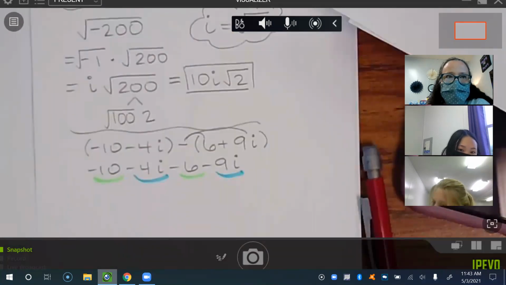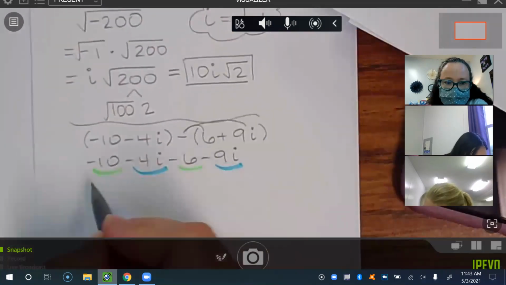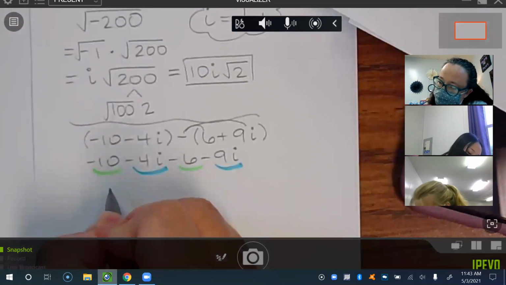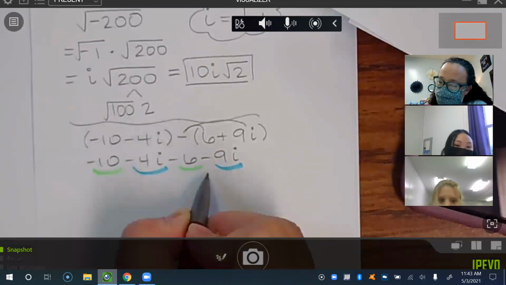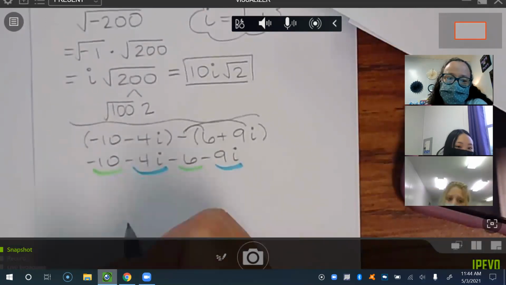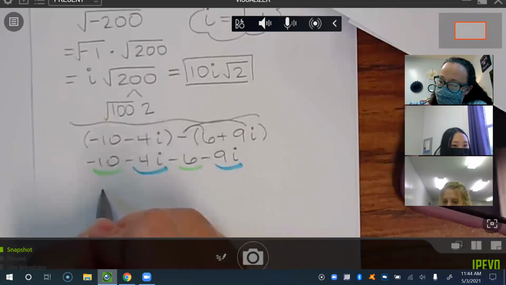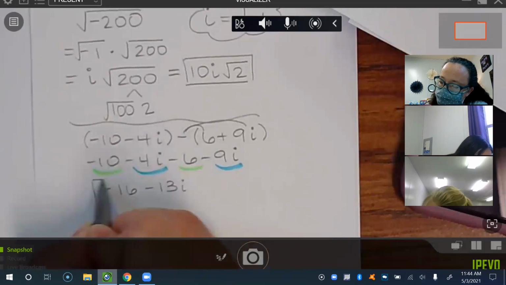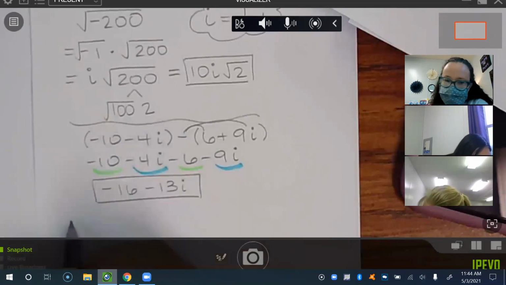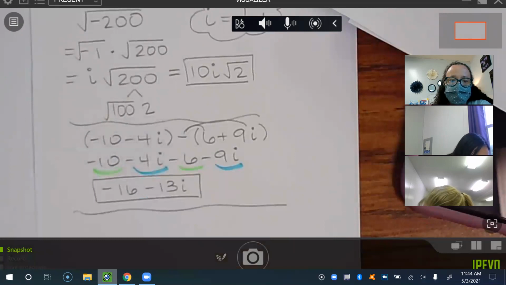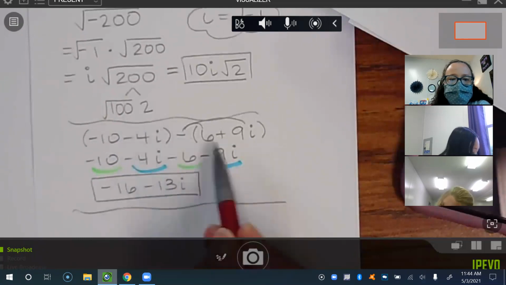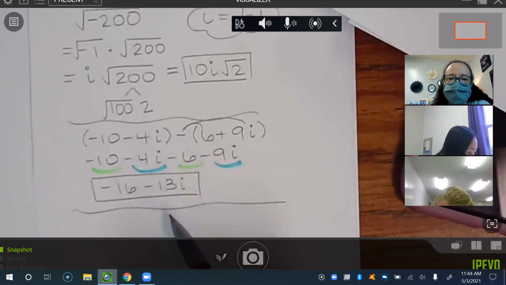So in the green, what would I get? Okay, that would be the blue, but yes. What about for the green? You're good, you're good. So it'd be minus 16 minus 13i. So yeah, if you're asked to add these, you simply just add like terms. If you're asked to subtract them, you distribute the negative and then combine like terms.